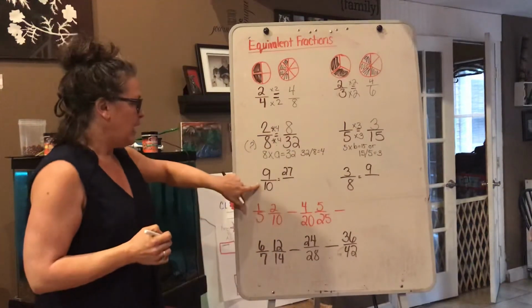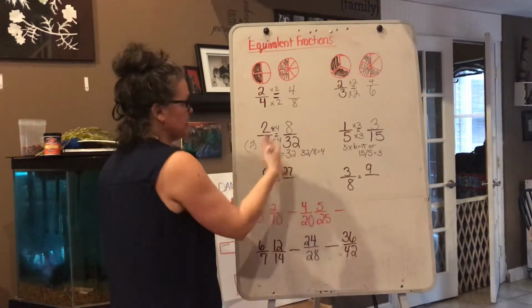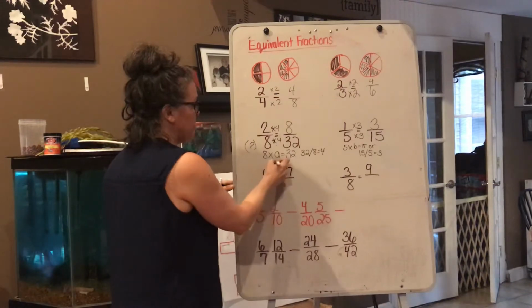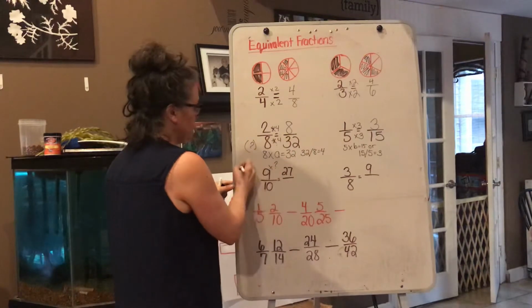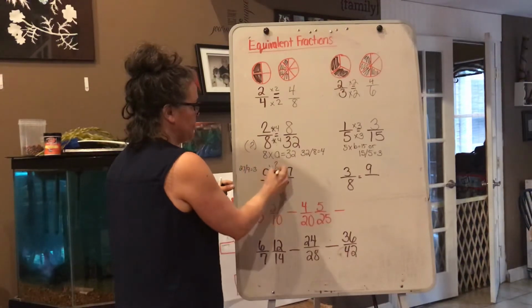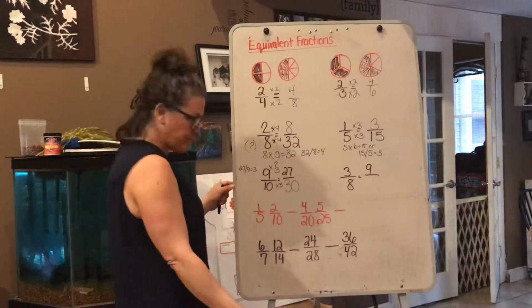Okay. 9/10 equals how many? 27. So this time they gave us the numerator. It's still the same process that we did up here. We're saying 9 times what gets us to 27, or 27 divided by 9 equals 3. So now we know it's times 3, 3 times 10 is 30.